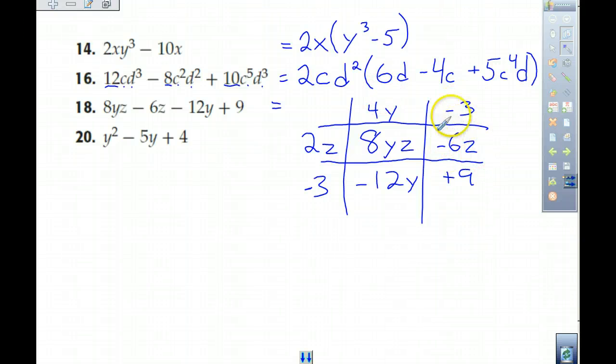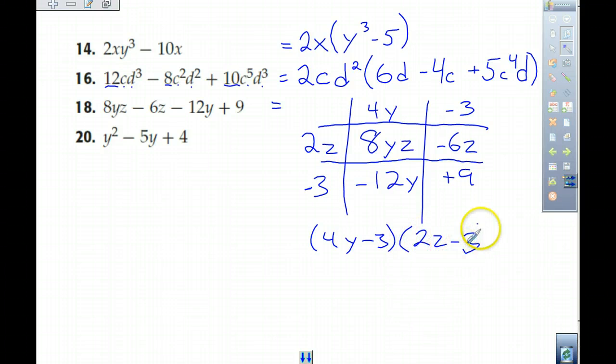And then check the last box, is negative 3 times negative 3 equal this. Yes. So there's our 2 binomials. 4Y minus 3 and 2Z minus 3, in no particular order. So with 4 terms, use this grouping method.